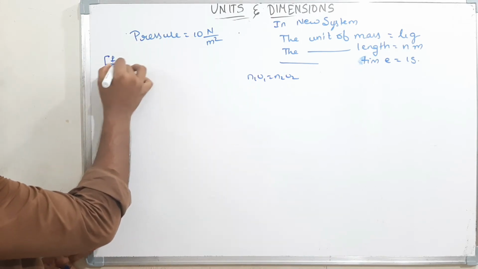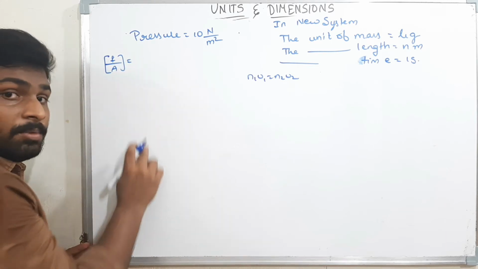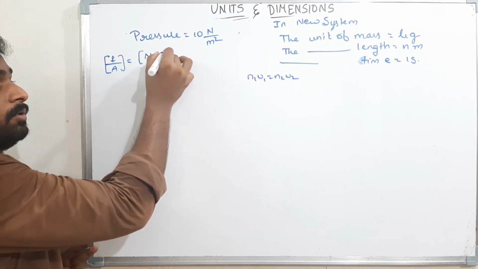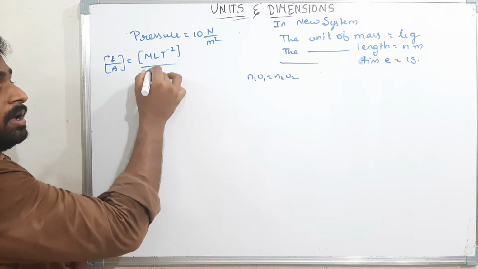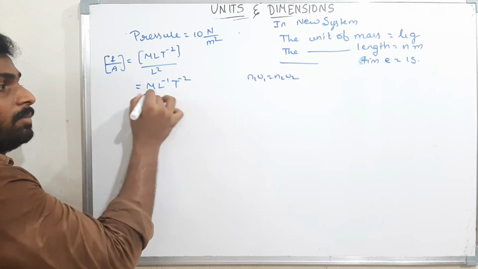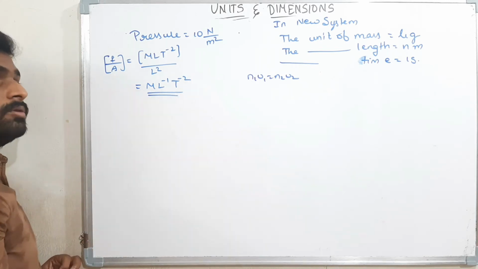It is nothing but force by area. The dimensionality of pressure is force by area. That is, M L T power minus 2 divided by area, L square. Therefore, M L power minus 1 T power minus 2. This is the dimensionality. Okay, well and good.